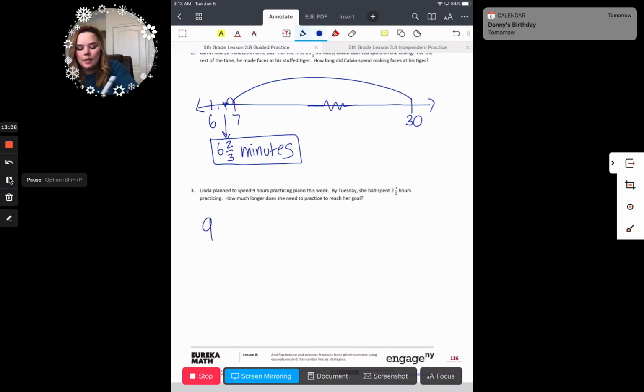So we have 9 hours minus 2 1/2 hours. So I'm going to kind of adapt one of our addition strategies. I'm going to think of this as being 9 minus 2 minus 1/2. So I know that 9 minus 2 gives me 7. So now I have 7 minus 1/2. Well, if I have 7 and I take away half, I end up with 6 1/2 hours.